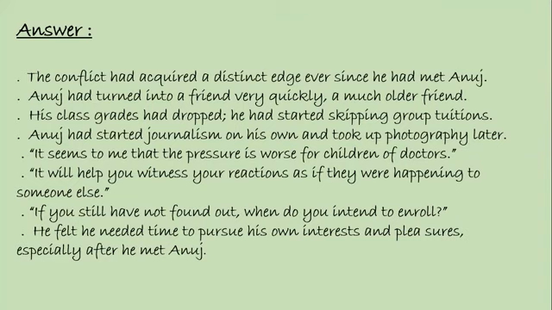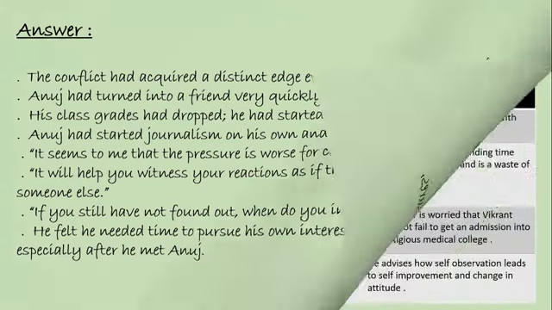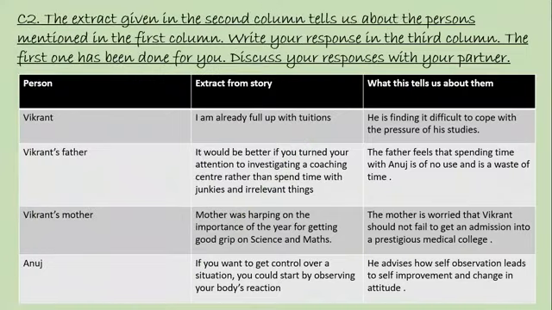Okay, so these are the sentences which are arranged in the order of happening or order of mention in the chapter. So this is how you have to rearrange your sentences according to the lesson. Now let's move ahead to the next question, C2. Here you have an extract in the second column which tells us about the persons mentioned in the first column. Now write your response in the third column. The first one has been done for you and you have to discuss the responses.